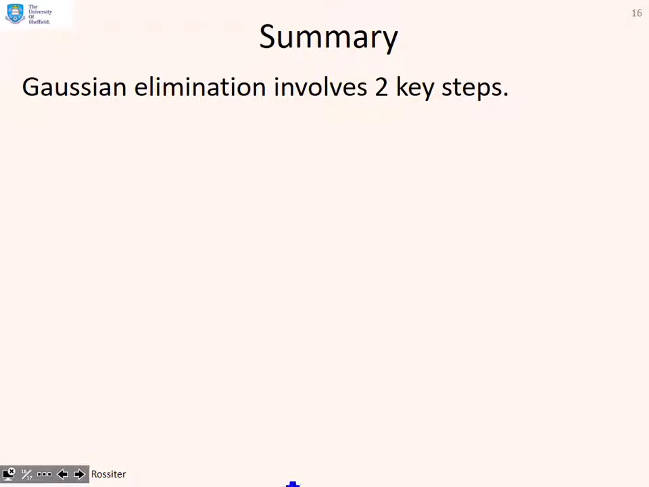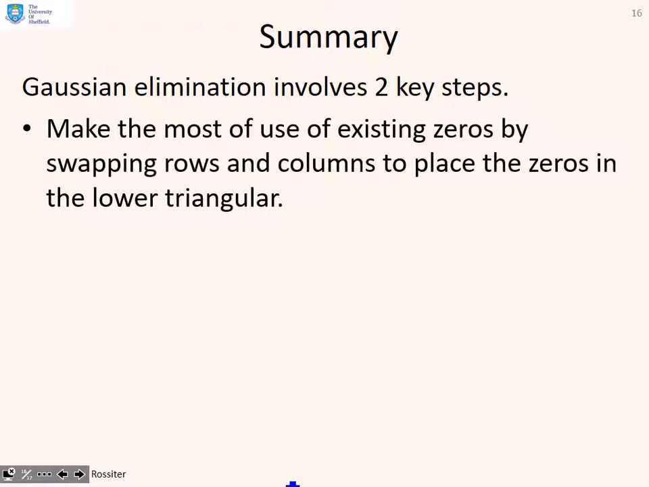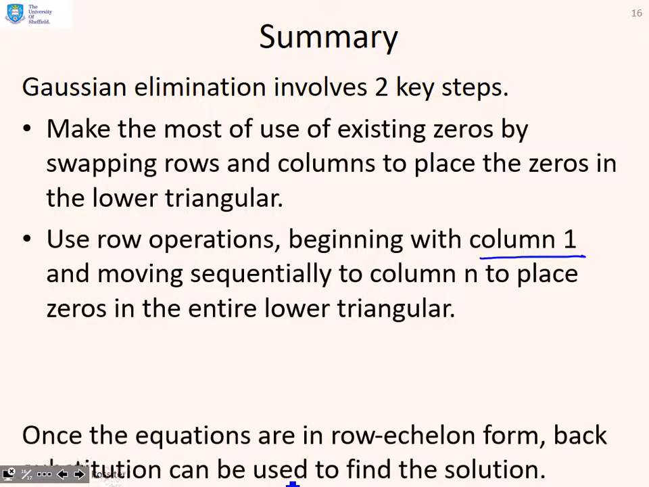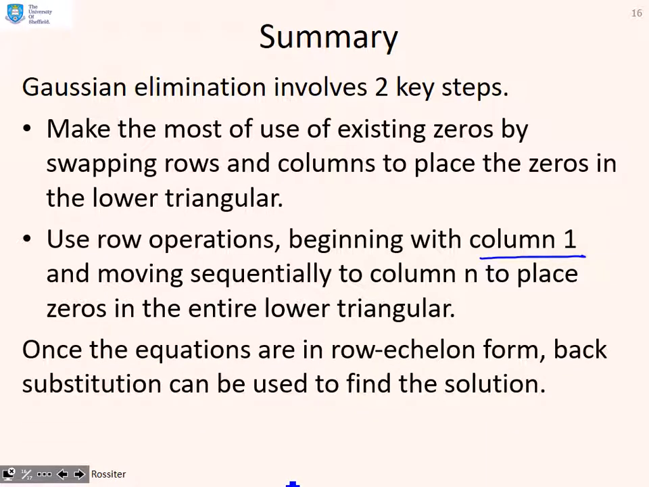So a summary. Gaussian elimination involves 2 key steps. Make the most use of existing zeros by swapping rows and columns to place the zeros in the lower triangular part. Use row operations beginning with column 1 and move sequentially to column n to place zeros in the entire lower triangular. So remember, you do all of column 1, and once you finish column 1 you then do all of column 2, and once you finish column 2 you then do all of column 3, and so on, and you'll notice that then becomes easy to code. Once the equations are in row echelon form, back substitution can be used to find the solution.